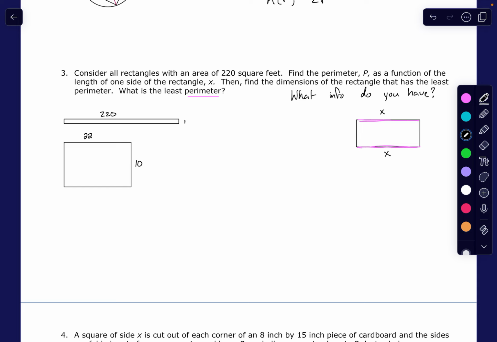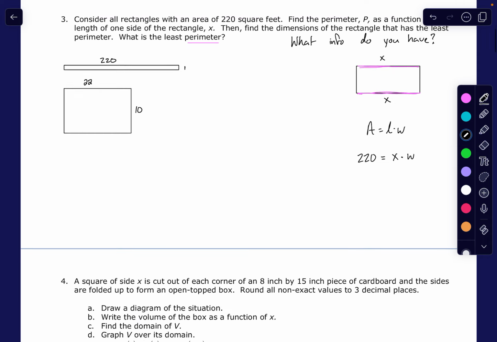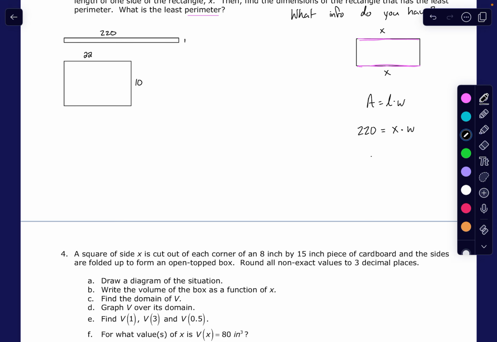In this case, it's the area. We know that the area is equal to length times width for a rectangle. And they give us that the area itself is 220 square feet. We define the length as x, and we can use this to define our width in terms of the length. By solving for it by dividing by x, we see that our width is 220 over x.